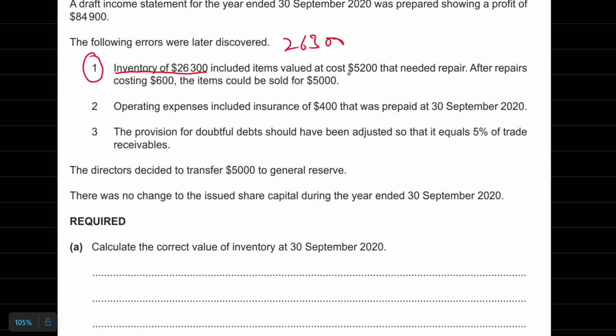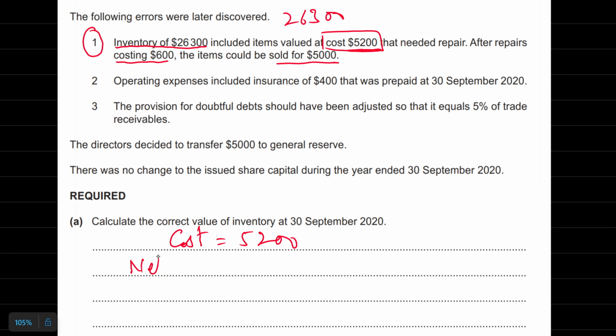In this inventory, they have included an item of 5200. 5200 is the cost of that item. So cost is equal to 5200, and this is damaged and needs repairs. 600 is the value of repairs and selling price is 5000. So net realizable value is 5000 minus 600, that is 4400.